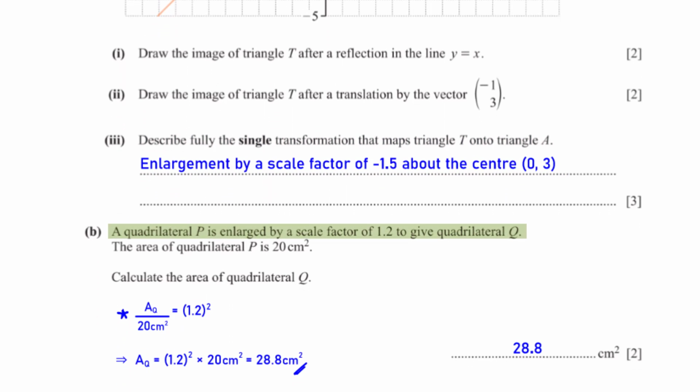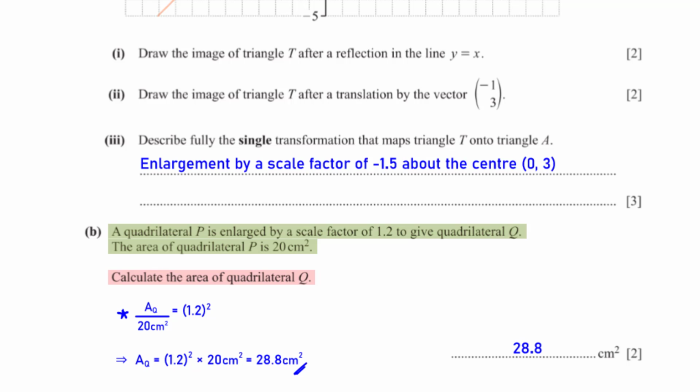A quadrilateral P is enlarged by a scale factor of 1.2 to give quadrilateral Q. The area of quadrilateral P is 20 centimeters squared. Calculate the area of quadrilateral Q.